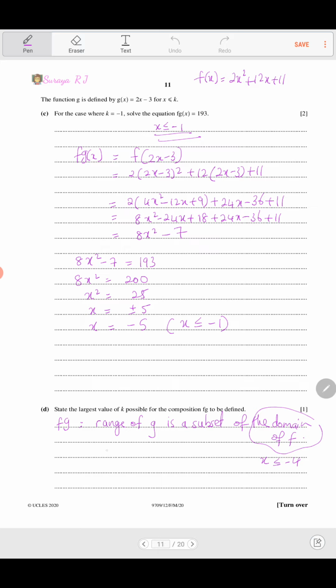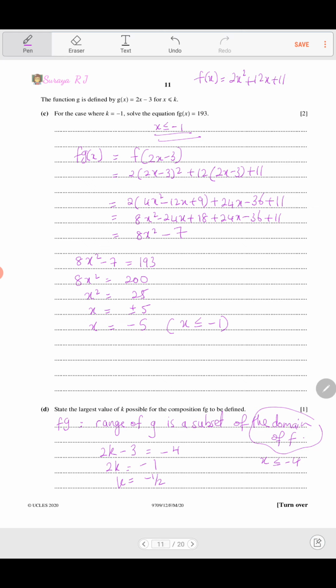So we have 2x minus 3. We don't know the value of k. This is what we are going to find. So 2k minus 3 must be equal to minus 4. And 2k is equal to minus 1. k is equal to minus half.